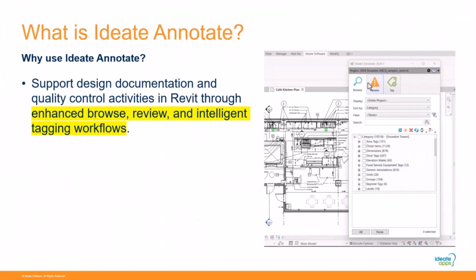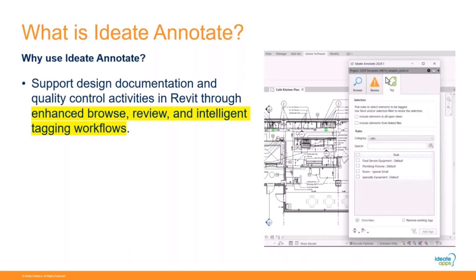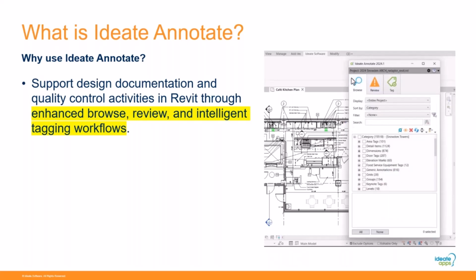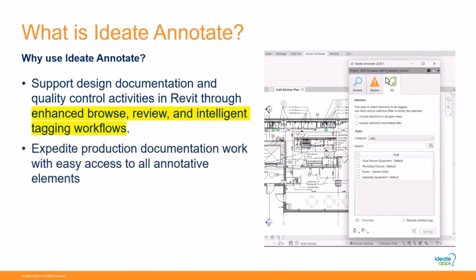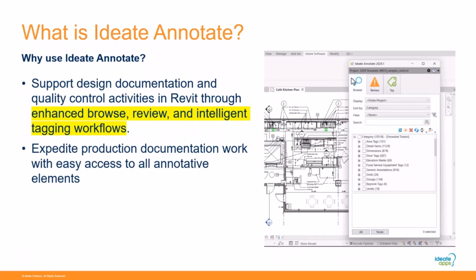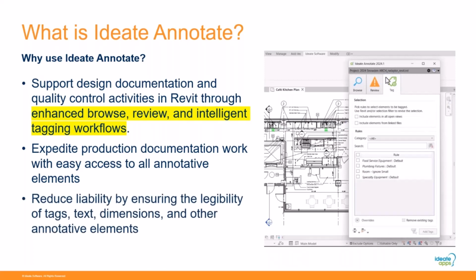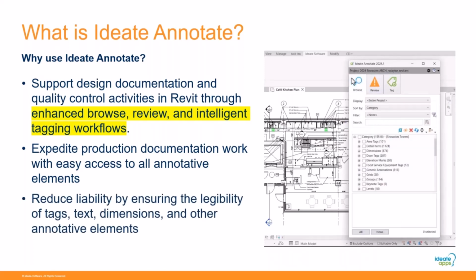Okay, another tool within ID8 Apps is called ID8 Annotate. ID8 Annotate supports design documentation and quality control through enhanced browse, review, and intelligent tagging. In fact, we just added tagging in the last release here in November. It allows you to look at and review all of your annotated elements and make sure that they're clear and concise, not on top of one another, not clashing, and so forth. And so you can reduce liability by ensuring the legibility of your 2D construction documentation.